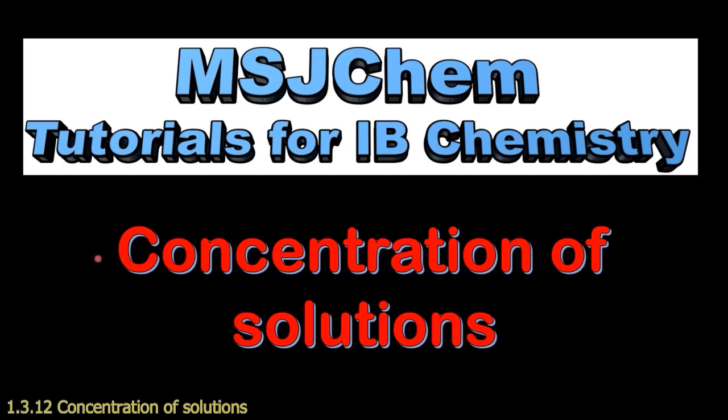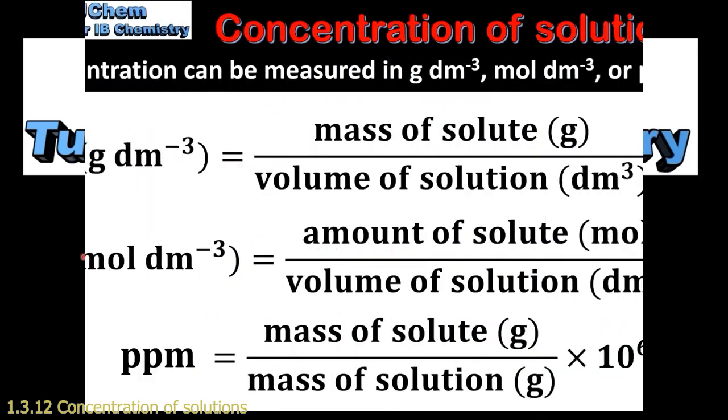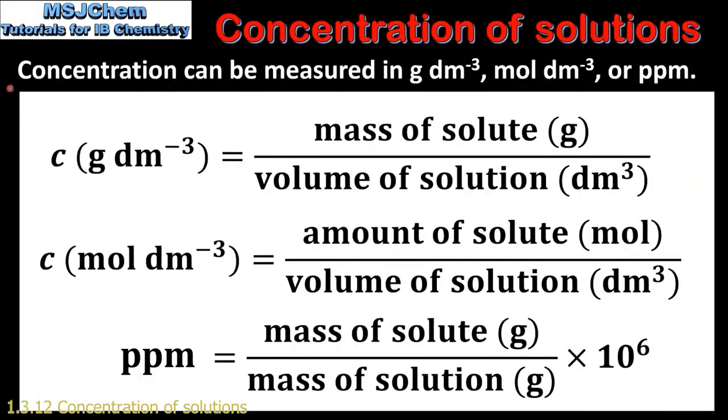In this video, I'll be looking at how to calculate the concentration of solutions. The concentration of a solution can be measured in grams per cubic decimeter, moles per cubic decimeter, or ppm. The first equation shows how to calculate concentration in grams per cubic decimeter, which is the mass of the solute in grams divided by the volume of the solution in cubic decimeters.